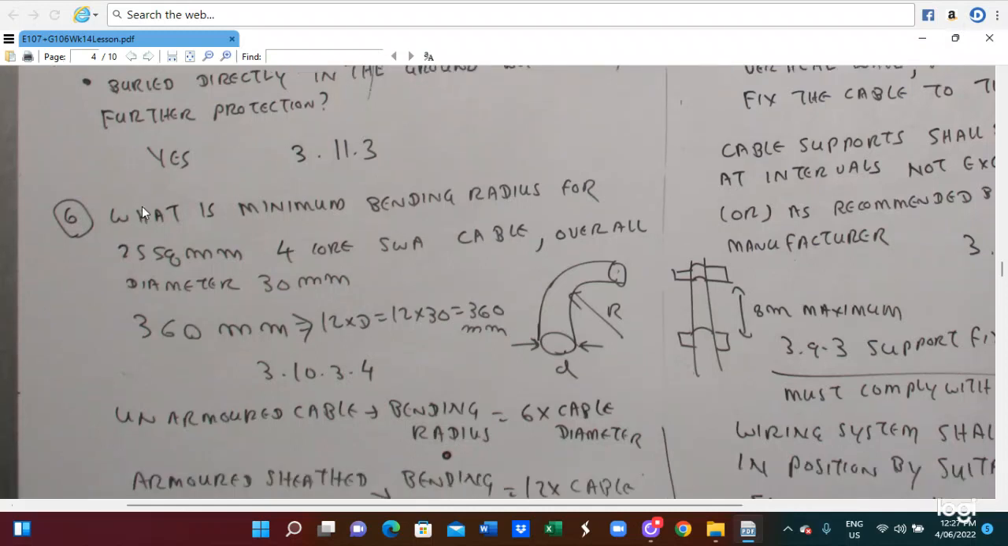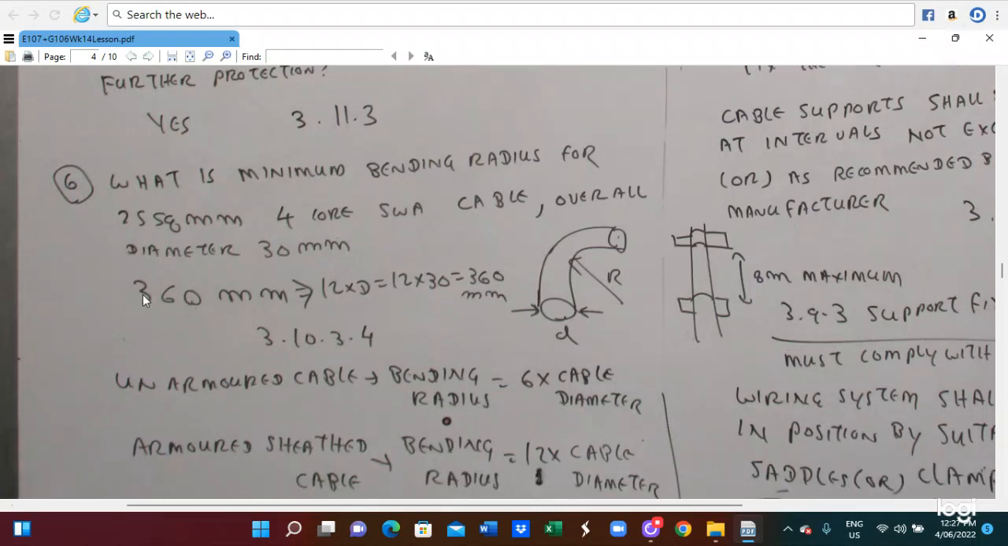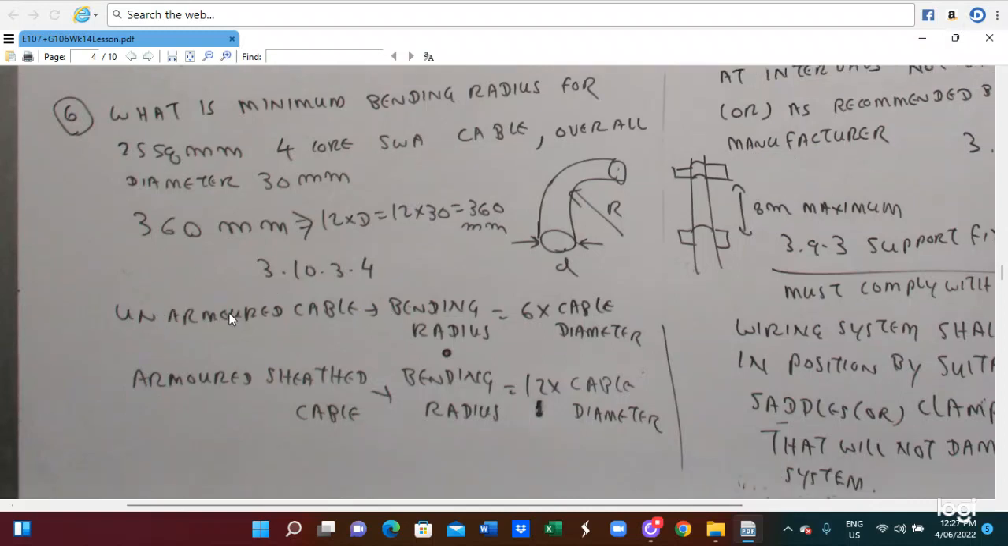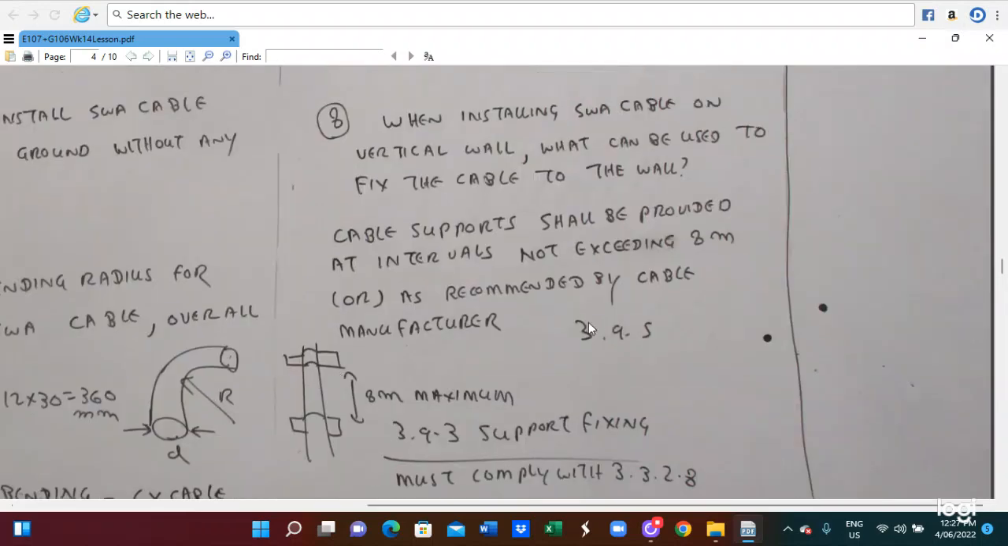What is the minimum bending radius for the 25 square millimeter 4-core SWA cable, overall diameter 30 millimeter? In this case, we have to use 360 millimeter. The formula is 12D, so 12 by 30, that is 360 millimeter. So we have to follow 3.10.3.4. For unarmored cable, bending radius is 6 times cable diameter. For armor cable, the bending radius is 12 times cable diameter. So this is the cable diameter, this is the bending radius. Those formulas have to be utilized.